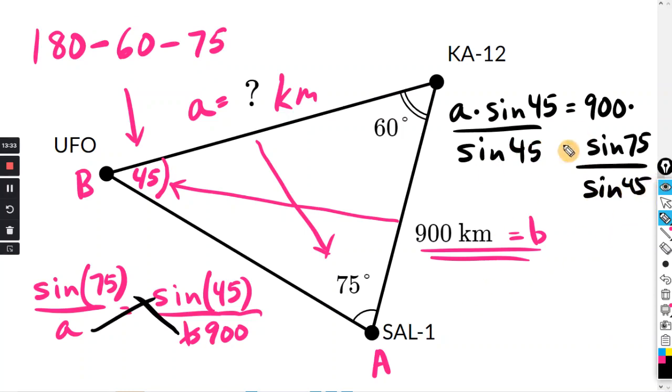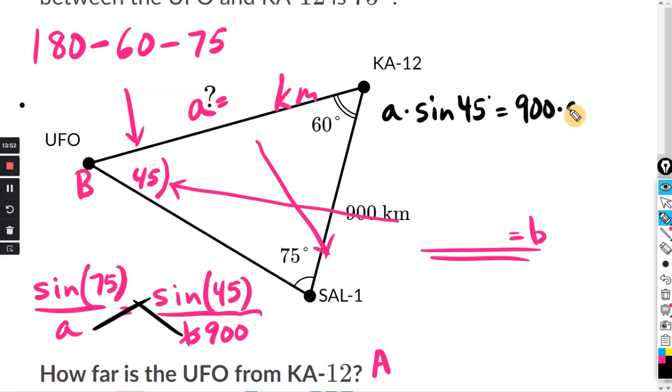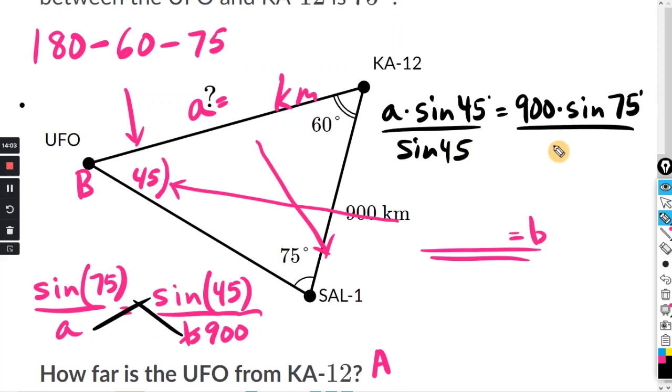All right. Let me clean this up. All right. We did A times sine of 45, and that's going to be 900 times sine of 75. All right, solving for A, the opposite of times sine of 45 is divided by sine of 45. All right, sine of 45 over itself cancels, and we're solving for A.